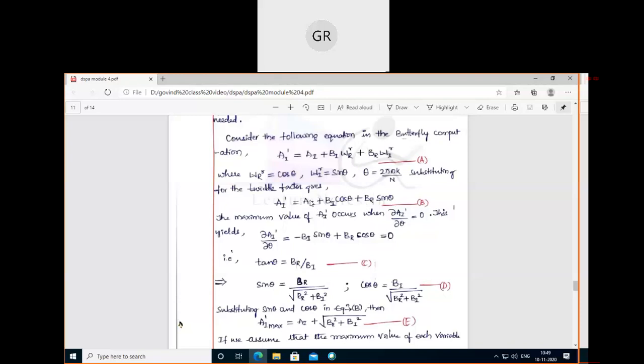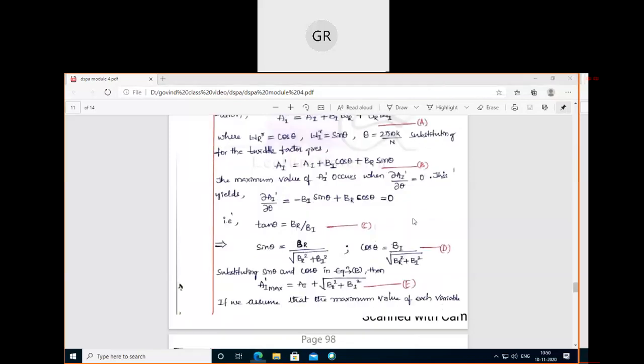Here AI is a constant value, so its differentiation is 0. Then BI, the differentiation of cos theta with respect to theta is minus sin theta, so minus BI sin theta, plus BR, the differentiation of sin theta with respect to theta is cos theta, equal to 0. Minus BI sin theta plus BR cos theta equal to 0. Now we can move minus BI sin theta to the right side, then sin theta divided by cos theta is tan theta, which becomes BR divided by BI.